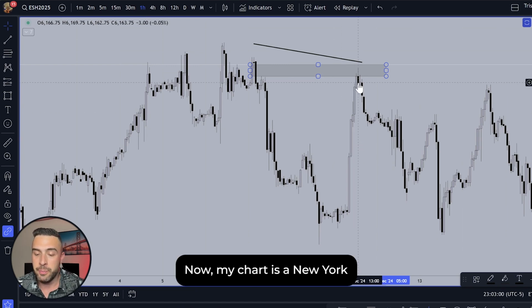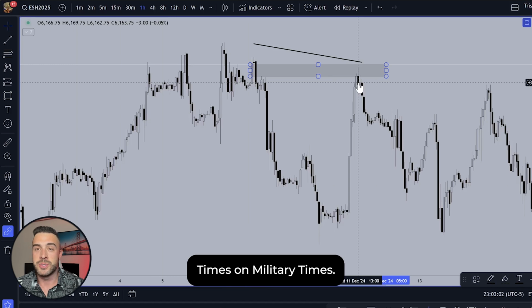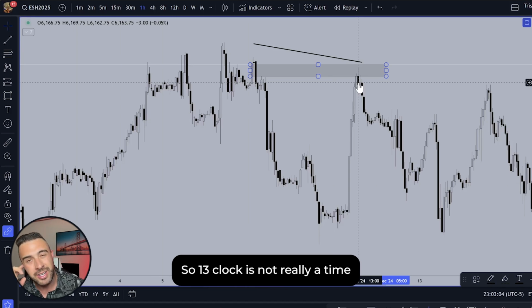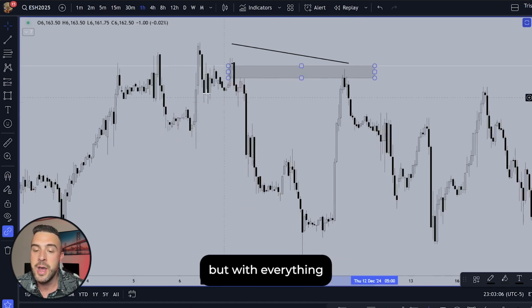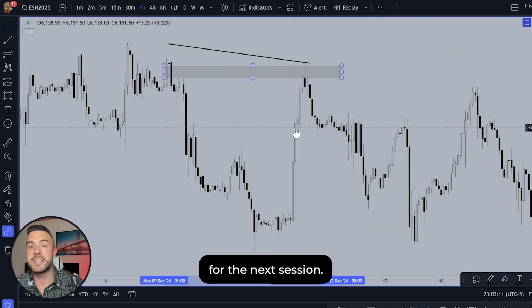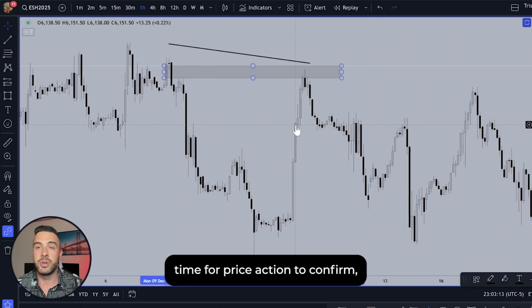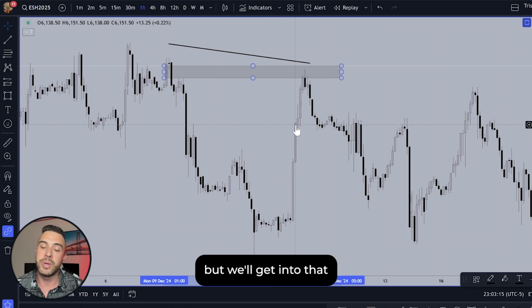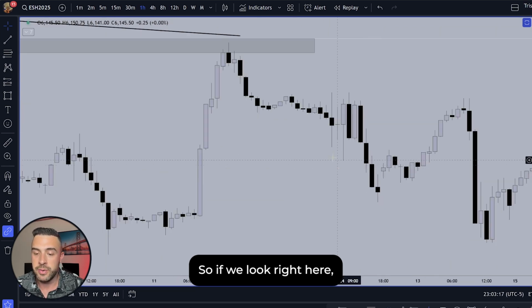Now, my chart is in New York time zone, military time. So 13 o'clock is not really a time for me to trade, but with everything coupled together, it means we're going to be looking for shorts for the next session. Of course, we're going to wait for some smaller time frame price action to confirm, but we'll get into that on the trade example. So if we look right here, you can see that this is the Asian range.